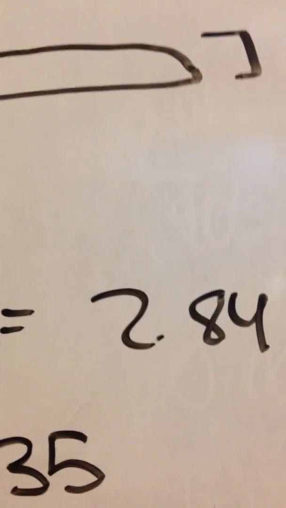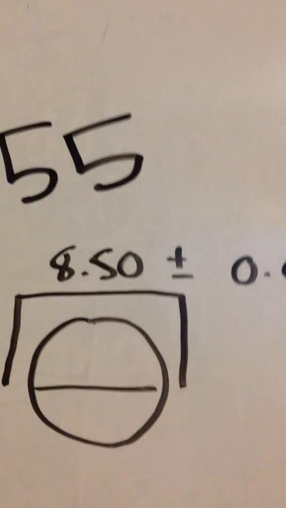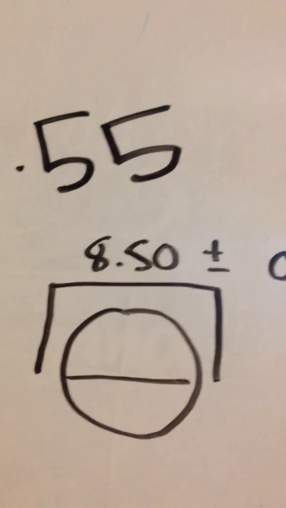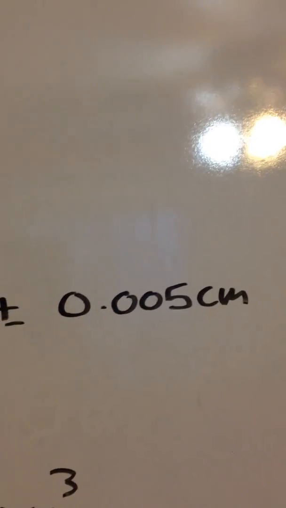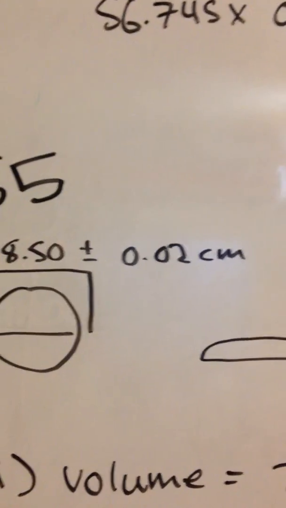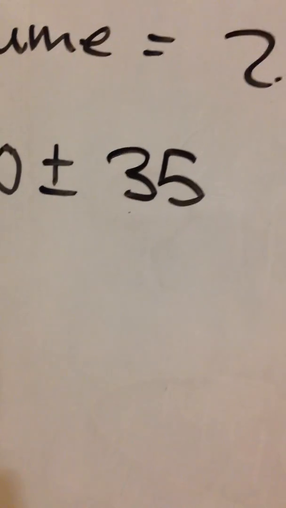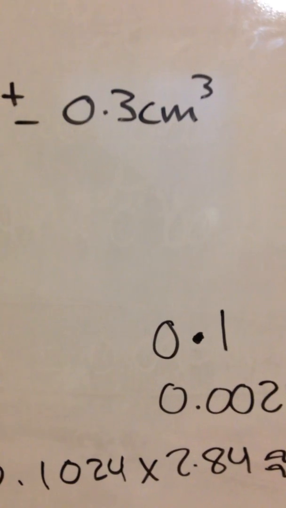And then we need our percent of uncertainty, or our amount. In this case, with the diameter, we have an uncertainty of 0.02 centimeters, and with the width, we have an uncertainty of 0.005 centimeters. If we take the percentages, the percent error in the diameter is, I believe, about 0.1.